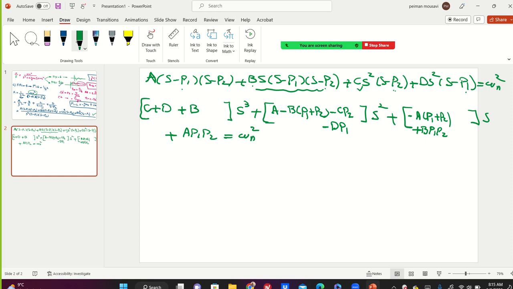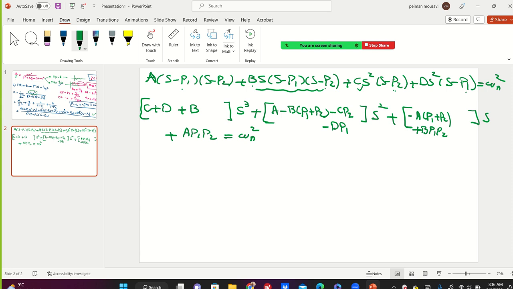C plus D plus B for s cubed. For s squared it's going to be A minus B(p1 plus p2) minus C p2 minus D p1. For s it's going to be minus A(p1 plus p2) plus p1 p2 B s.